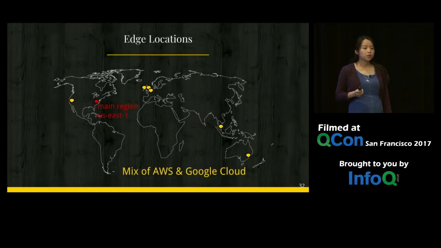Flannel is deployed to 7 different locations. The red dot is our main region in US East. In the main region, it has the full Slack stack, including Flannel, web app, DB, and messaging server. Flannel is also deployed to 6 other remote regions, and only Flannel is in the remote regions. We use a mix of AWS and Google Cloud for our remote regions.